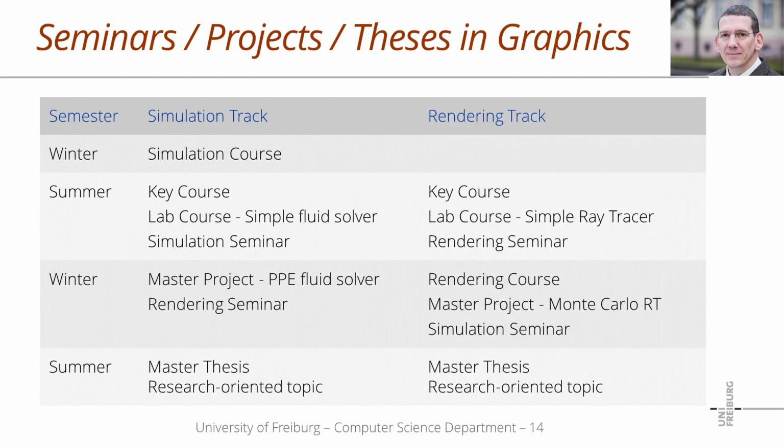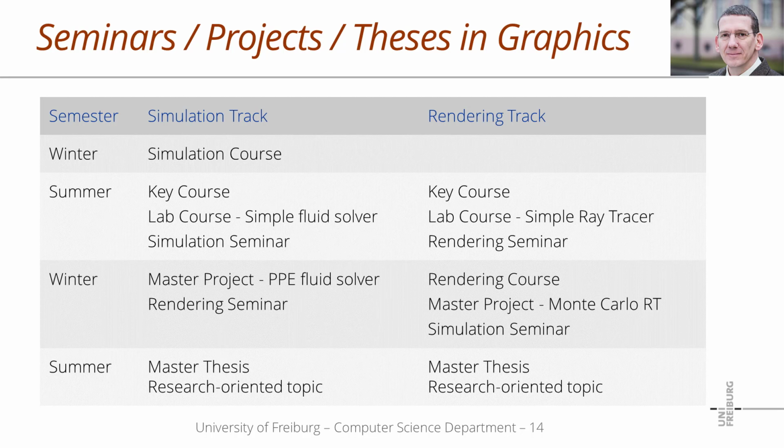In the rendering track, you would start with the key course in the summer term, and then you could attend the advanced rendering course in the following winter term. In parallel, you could also participate in a lab course and in a master project. Of course, you could also attend the rendering and the simulation seminars. Again, the track would be completed with the master thesis.